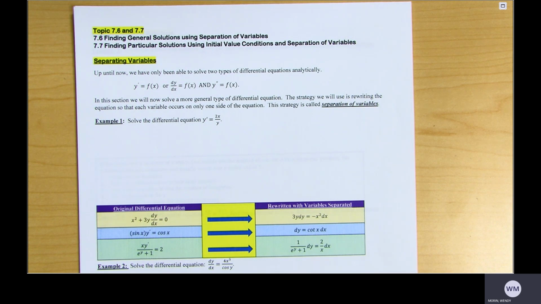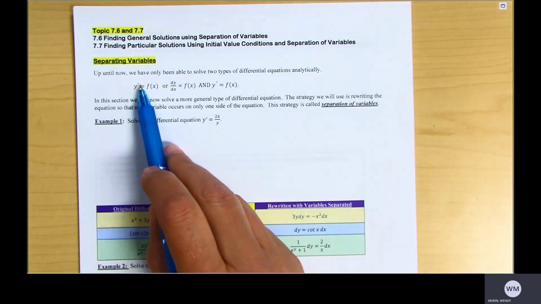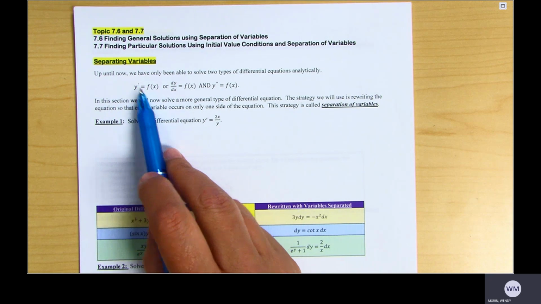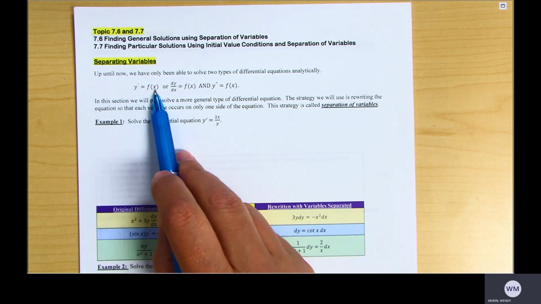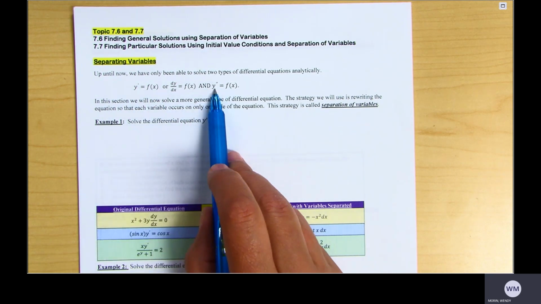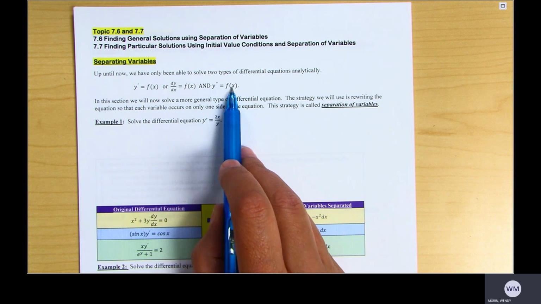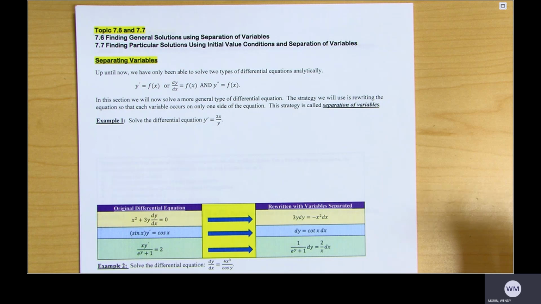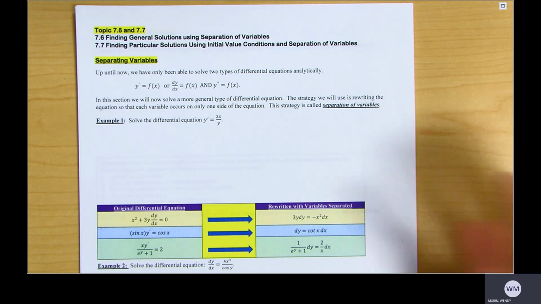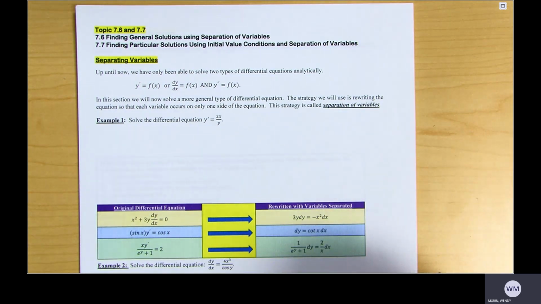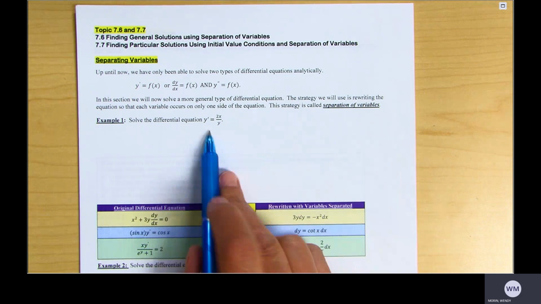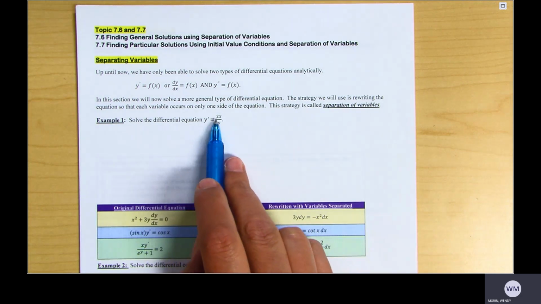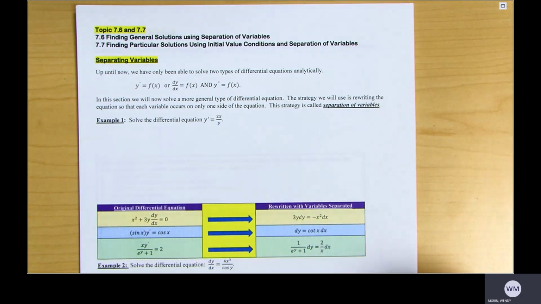Up till now, we've only been able to solve two different types of equations: when you're given a first derivative equal to some function in terms of x, or a second derivative equal to some function in terms of x. But what about when that function is in terms of x and y? So something like this. The first derivative is equal to 2x divided by y.